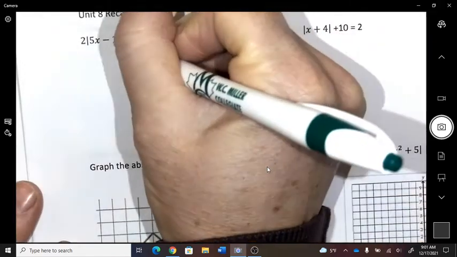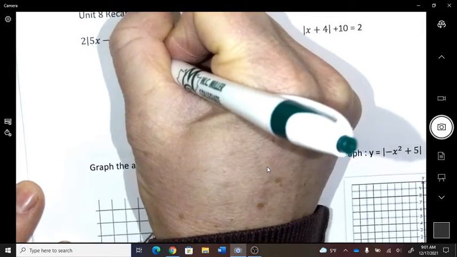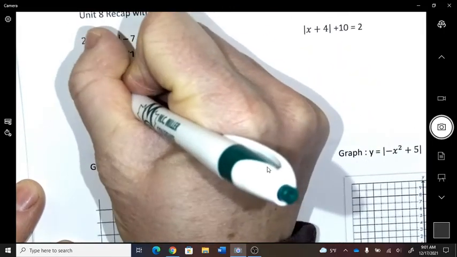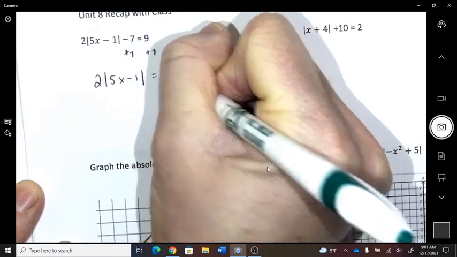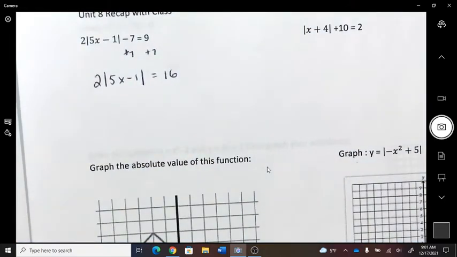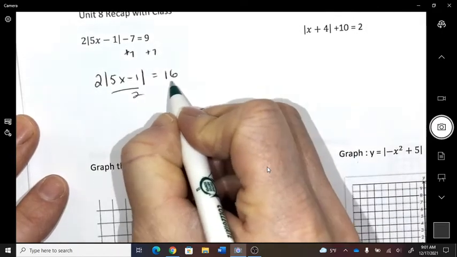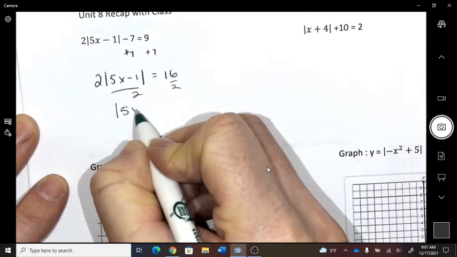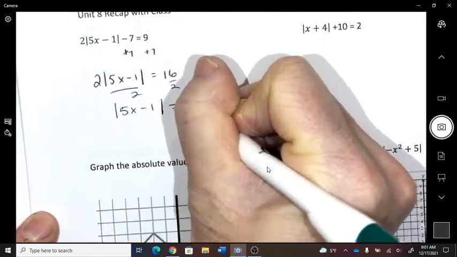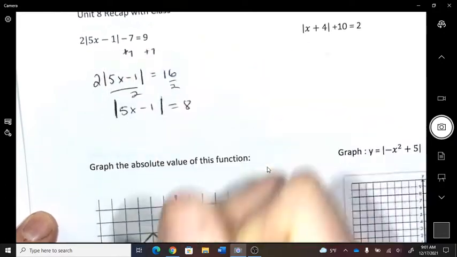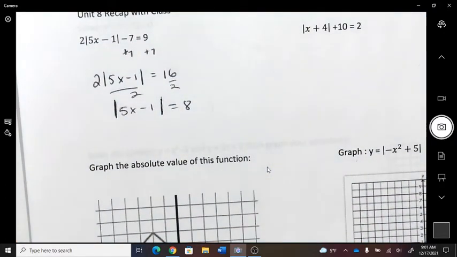Okay, so get rid of everything else. So add 7. Divide by 2. Okay, that's step one. Just get the absolute alone.